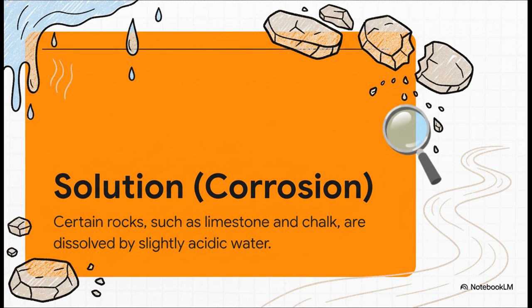And finally, we have solution. This is the chemical tool. Rainwater is naturally a tiny bit acidic, and that weak acid is actually strong enough to dissolve certain types of rock. Think limestone or chalk. The rock just melts away into the water and is carried off completely unseen.